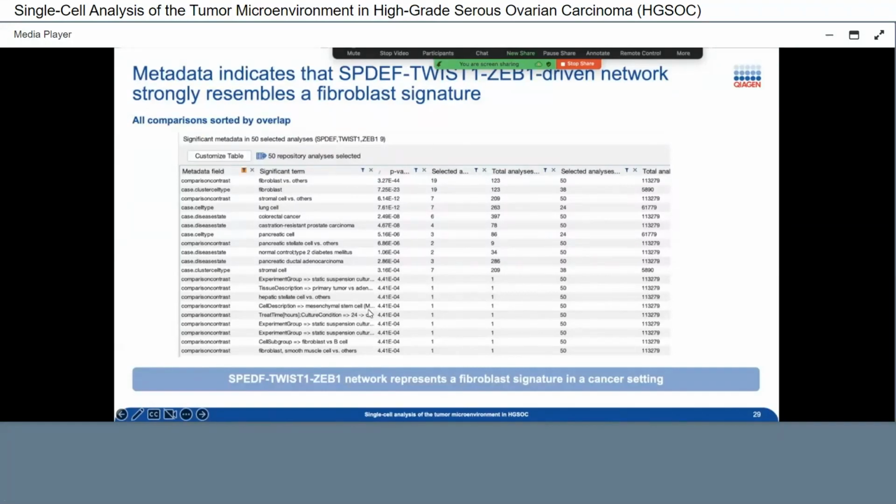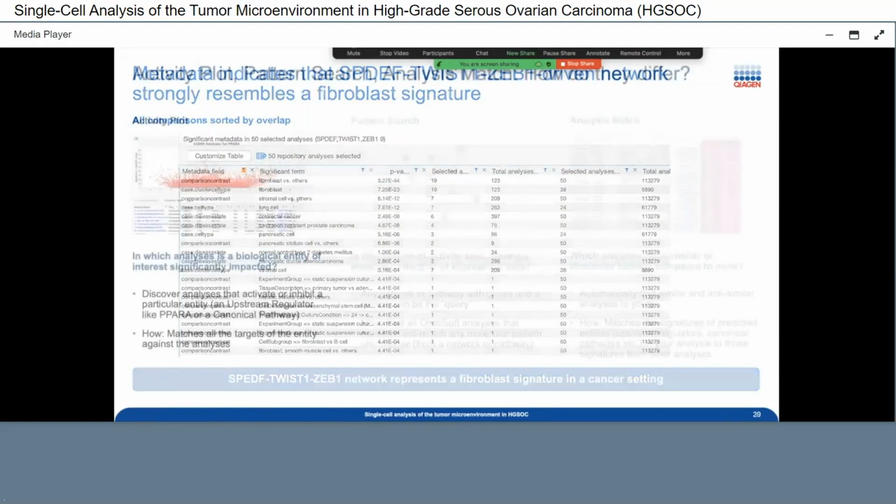So the network I found in my fibroblast stage 3 versus normal is actually resembling a fibroblast signature in other cancers. So it's a very important fact, because now I know I am onto something. I can focus on that particular cell type and focus on that particular transcription factor to see what we can tweak a little bit, right? So again, that's the SPDF, TWIST1, ZEB1 network representing a fibroblast signature in a cancer setting. I could do that because I have pattern search. If not, I would not have been able to look at that.